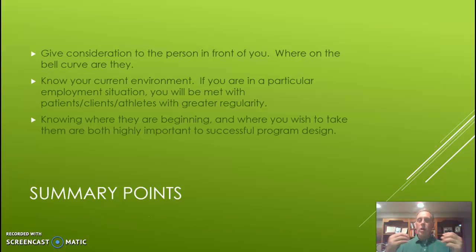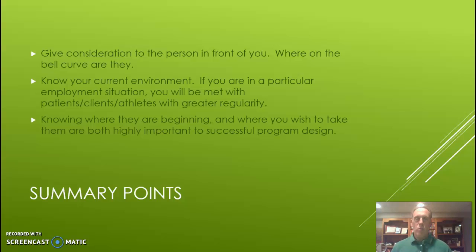So what I want you to really wrap yourself around is to give consideration to the person that's in front of you. Where in the world are they on the bell curve? Know the current environment. Know if you're teaching or coaching strength and conditioning, or if you're working in a prehab or rehab clinic, and know the patients, clients, and athletes that are going to be coming in to meet with you with regularity. Because knowing that gives you a better understanding of who's in front of you and a better understanding to be able to program for those people. And that allows you to have a better program design to understand where they are and where you want to take them down the road.